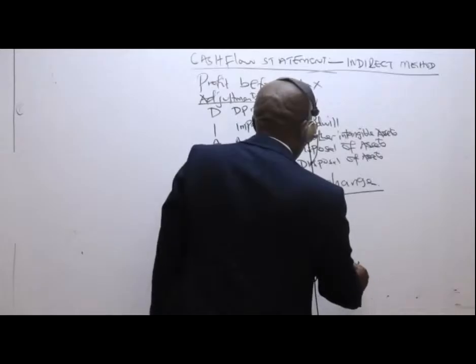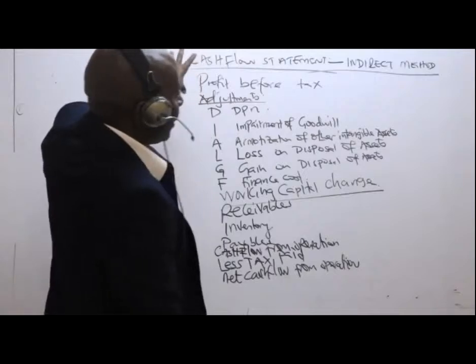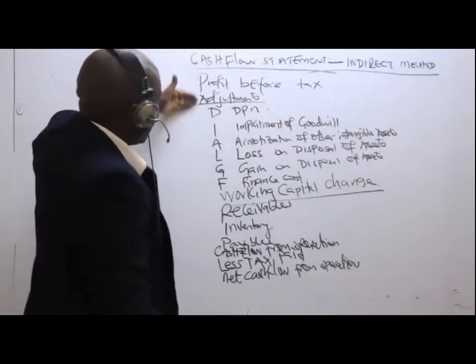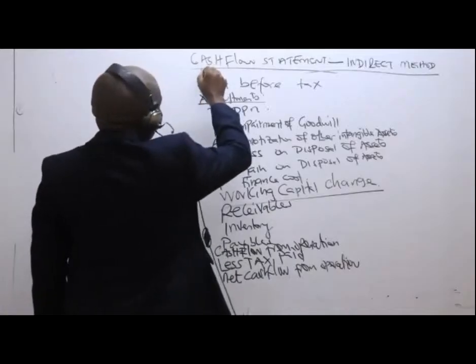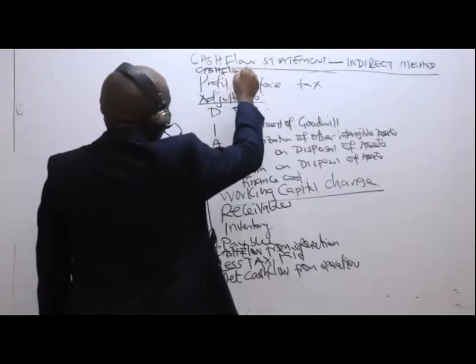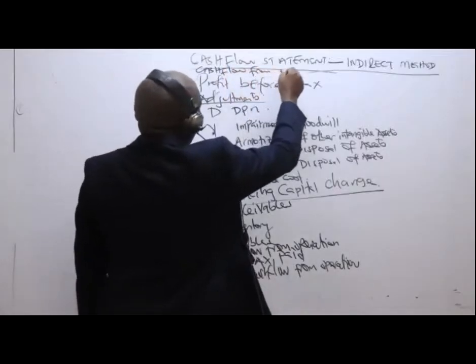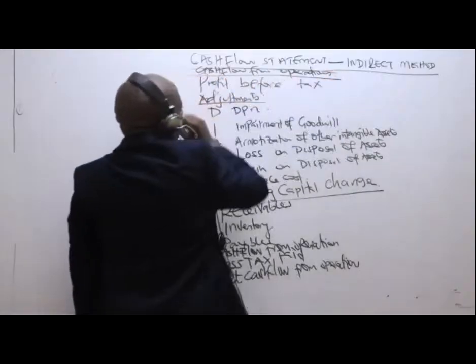There is a very important thing that I forgot here. Remember, you're looking at the cash flow statement, indirect method. Don't forget that this section we've been dealing with falls under what we call operational cash flows, cash flow from operations.